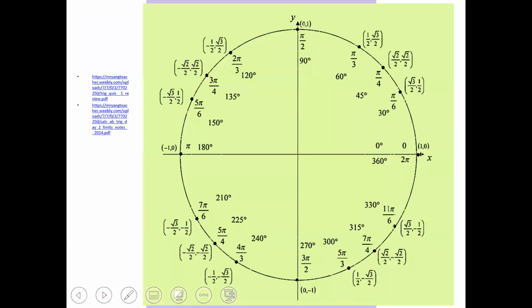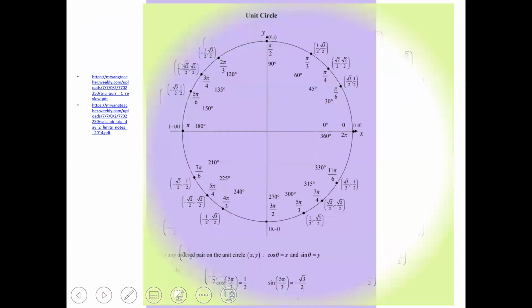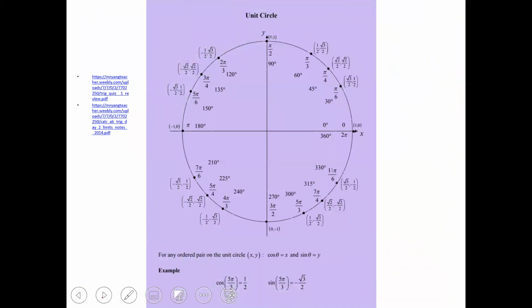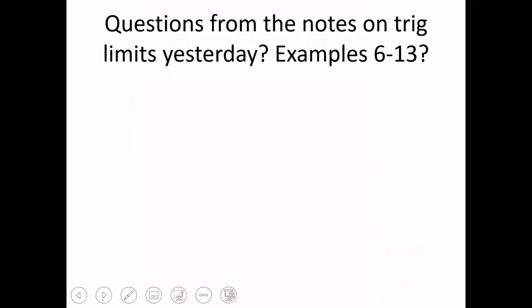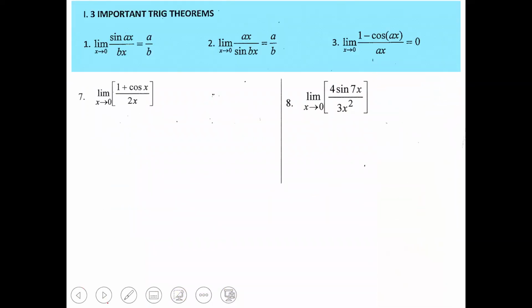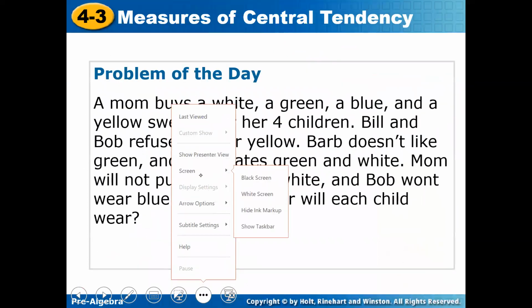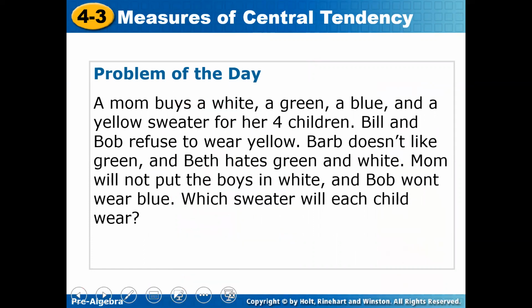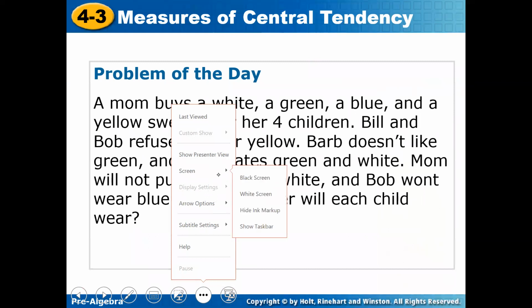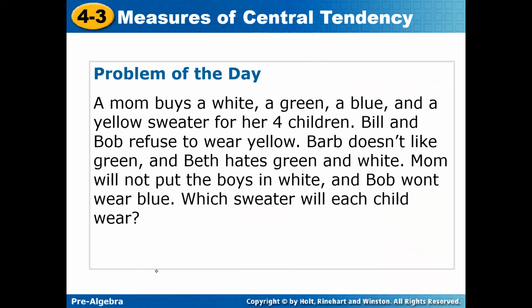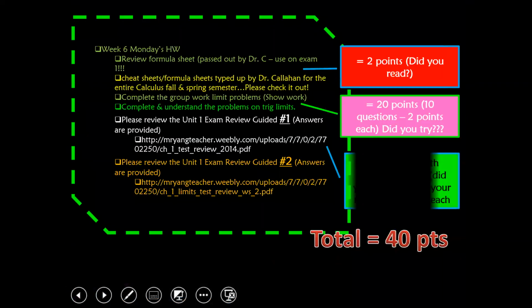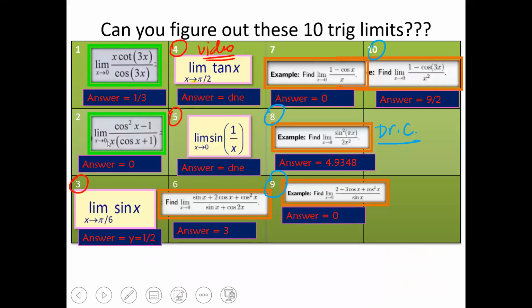All right, you guys, I hope that helped. I hope that answered your questions when it came to looking at this from yesterday's notes. Let's go ahead and move on to the next part of what we're doing today. It's not letting me.